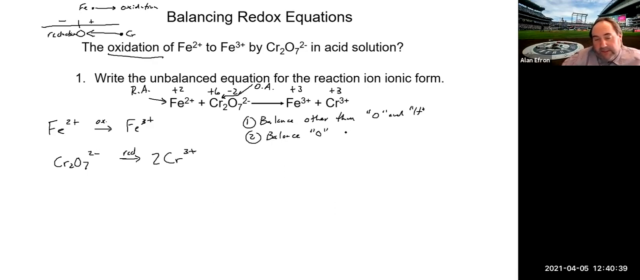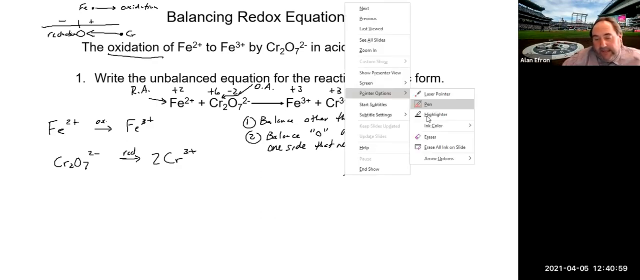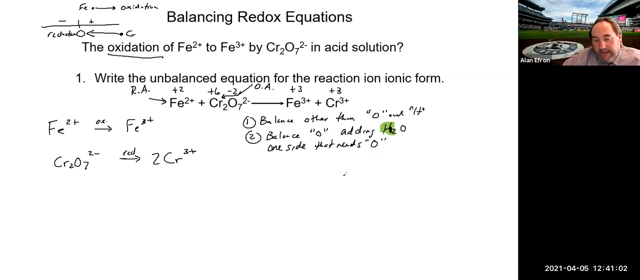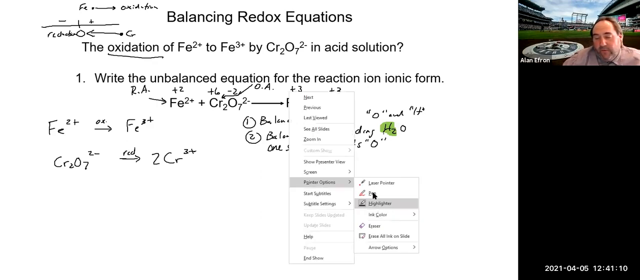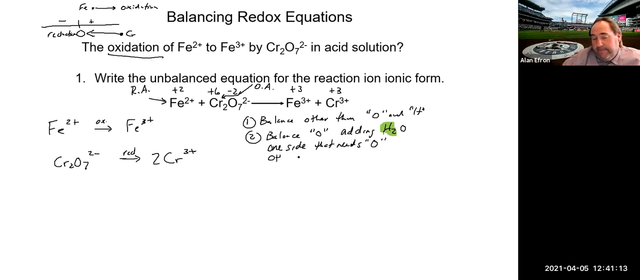oxygens. And we balance oxygens by adding water, H2O, to one side that needs the oxygen. But the problem, though, is when we add water, we're not only adding oxygen to one side, but we are also adding hydrogen to the one side as well. So to the other side, we would want to add 2 H pluses for every water we add. So the other side gets 2 H pluses to balance out the hydrogens that we added.